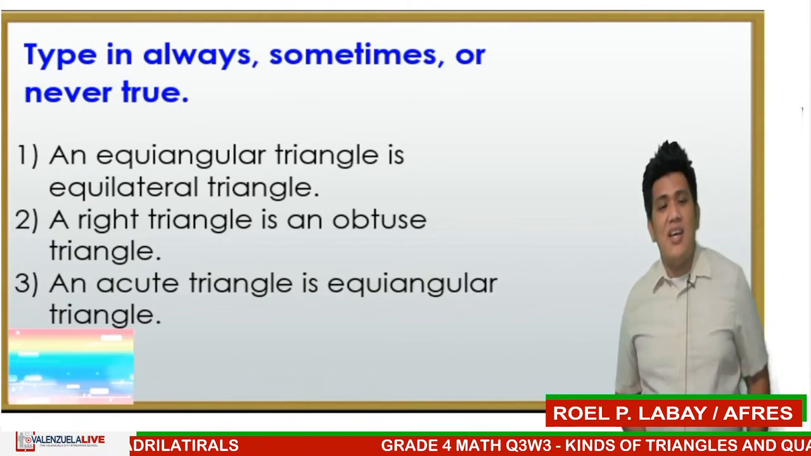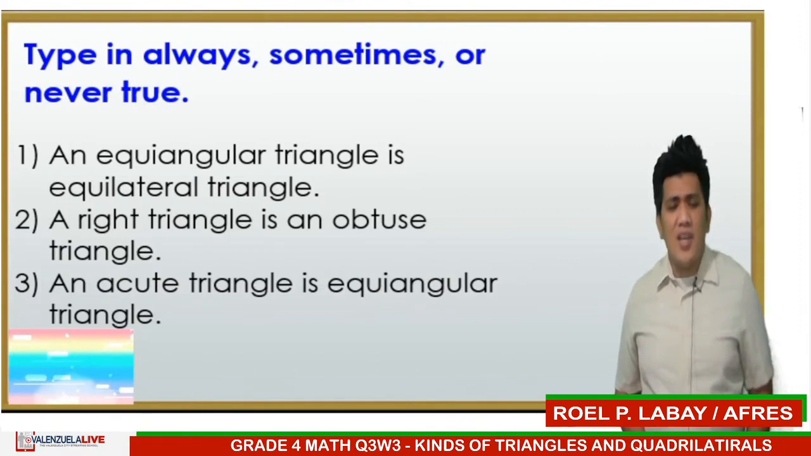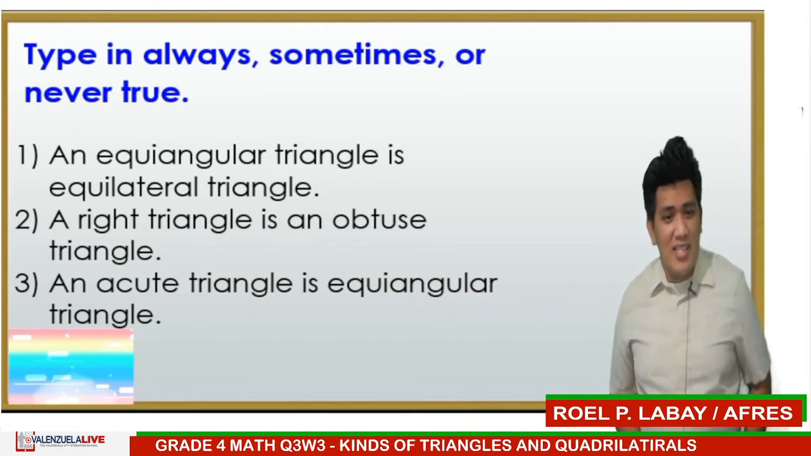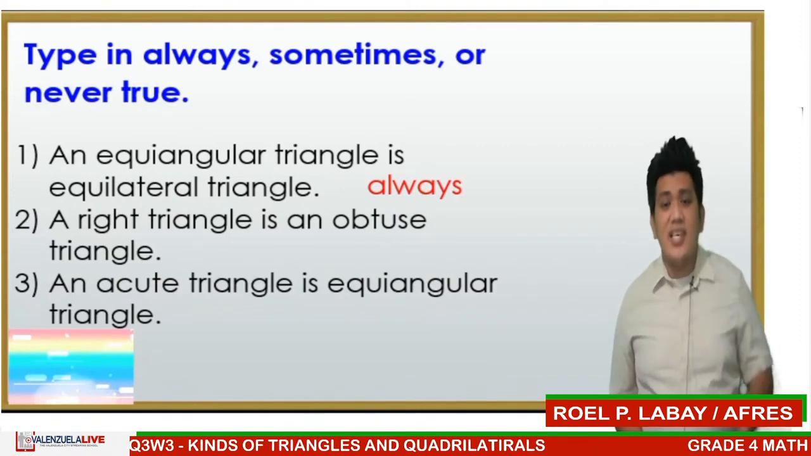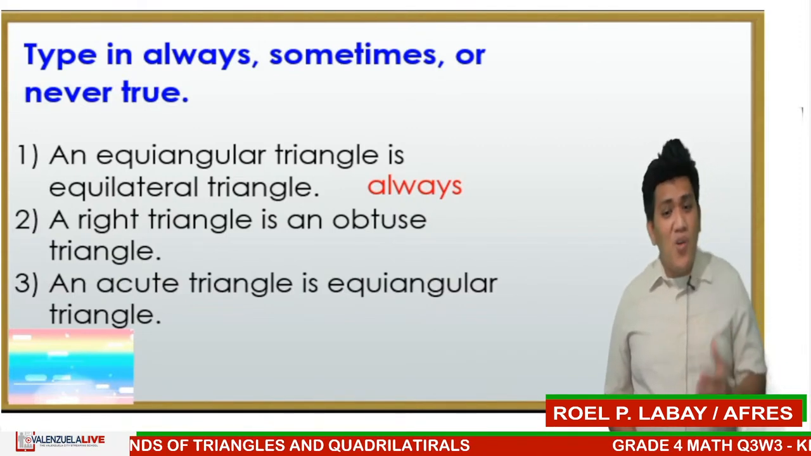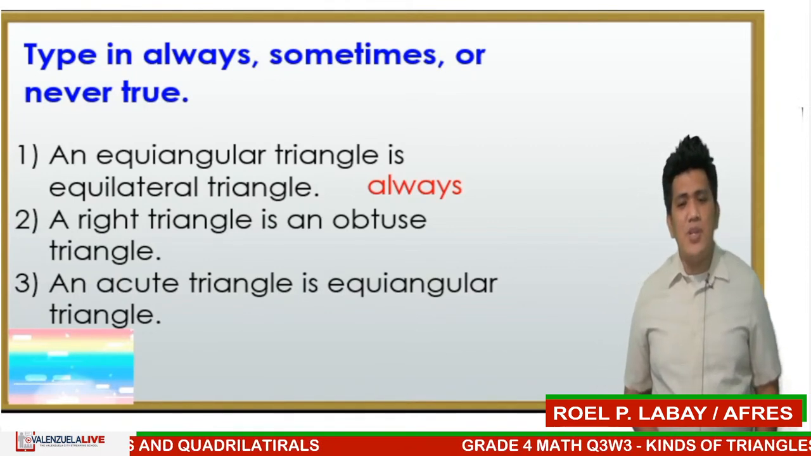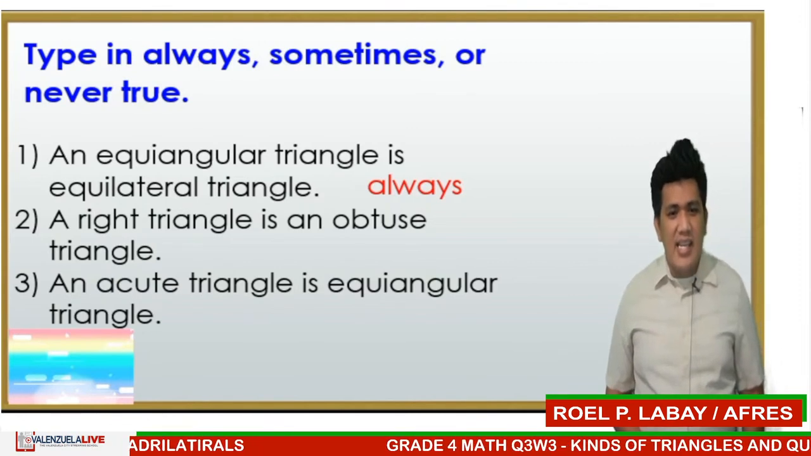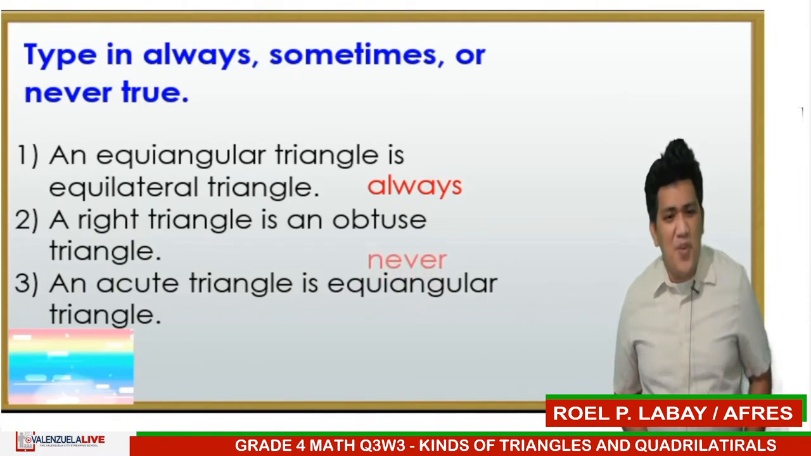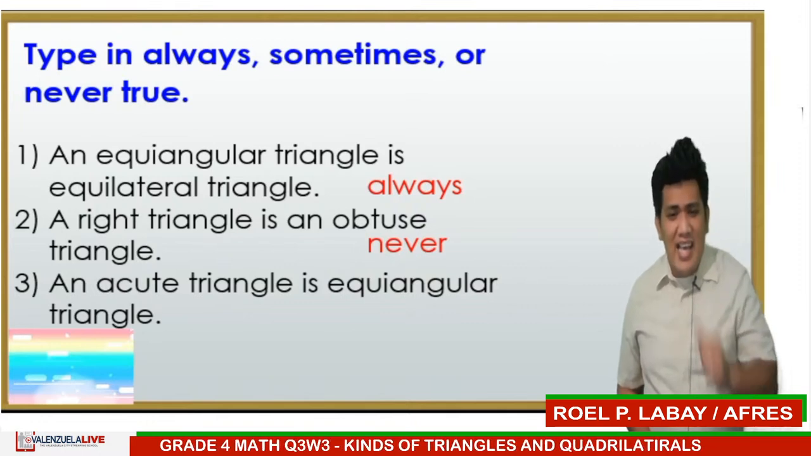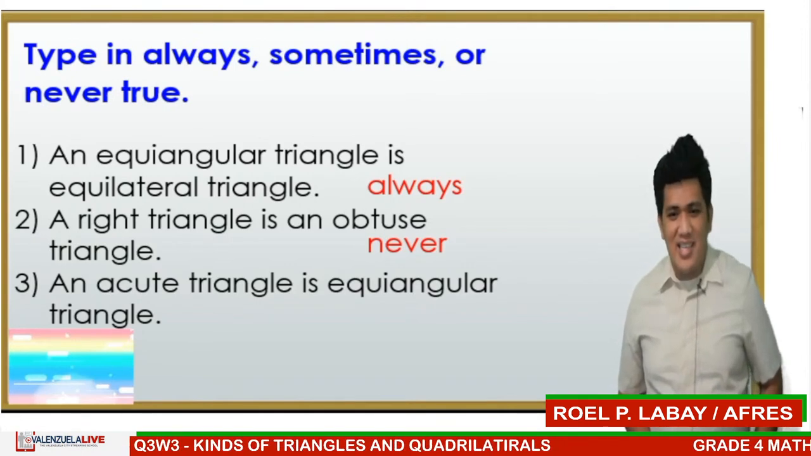Okay, time's up. Let's check your work. Number one, an equiangular triangle is an equilateral triangle. Correct. Always, because an equiangular triangle is also an equilateral triangle. Number two, a right triangle is an obtuse triangle. Correct. Never, because a right triangle has a right angle and two acute angles.